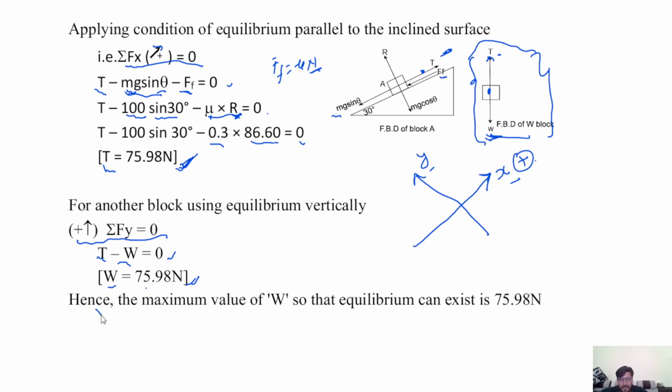This is the maximum value of W so that equilibrium can exist. The maximum value of W is 75.98 Newton. When the weight of the block is greater than 75.98, the block moves downward, which means block A shifts in the left upward direction. So the maximum value of W so that equilibrium can exist is 75.98 Newton. And from this concept we can solve other practical examples of friction.